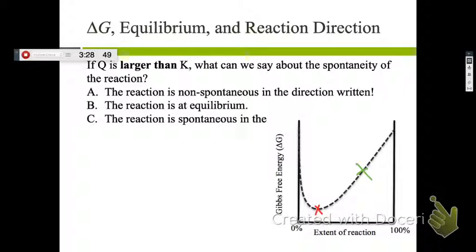So if that's the case, in order for this reaction at this starting point, any starting point over here, to reach equilibrium, what can we say about the spontaneity of the reaction? Is it spontaneous in one direction or the other? Are we at equilibrium right now? No. So it's spontaneous. Which direction? This direction or that direction? Towards reactants. What does that mean about the sign of Gibbs free energy? It's non-spontaneous in the direction written, meaning that our Gibbs free energy for that Q and this K is greater than 0.